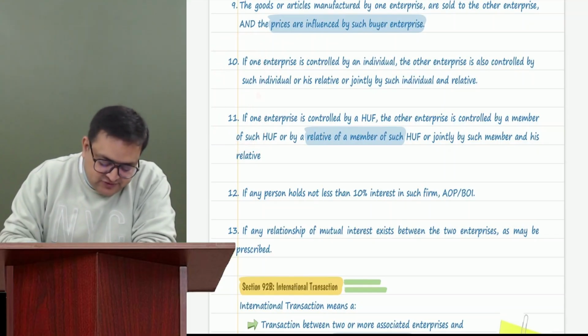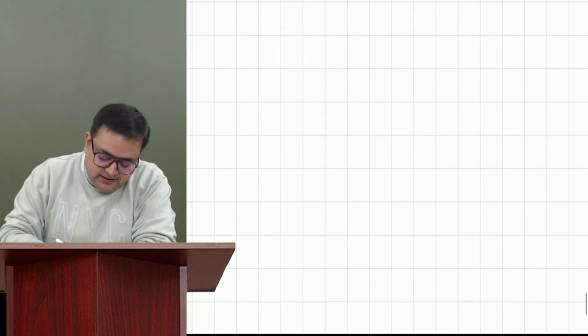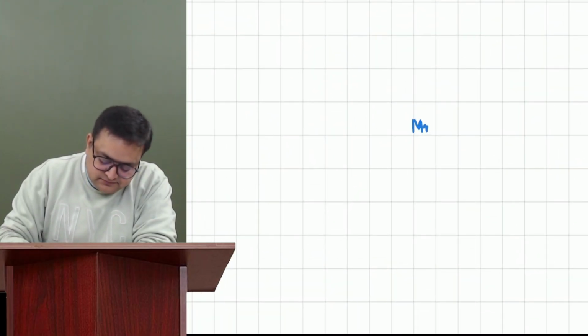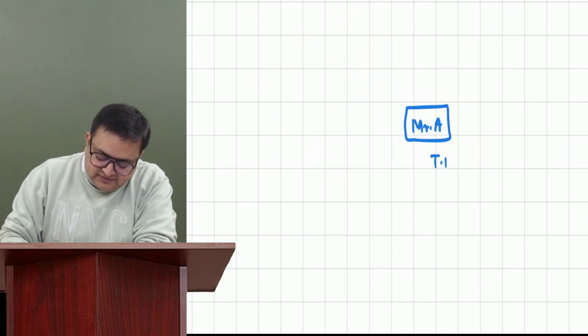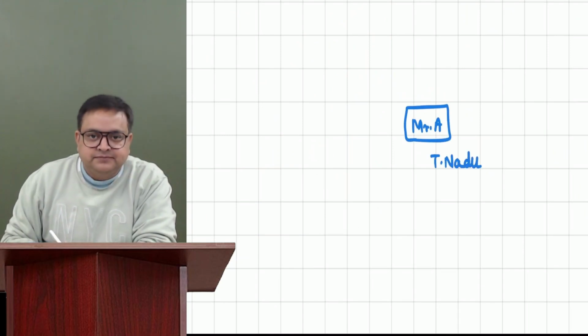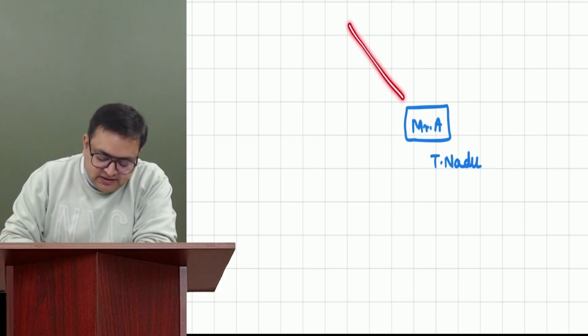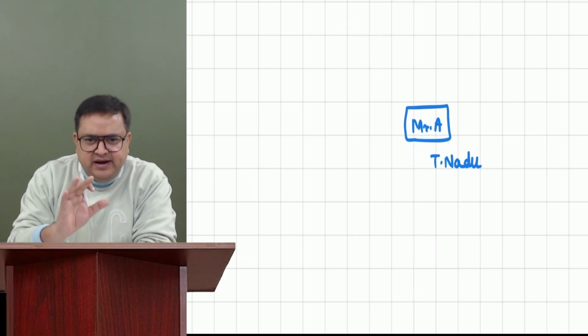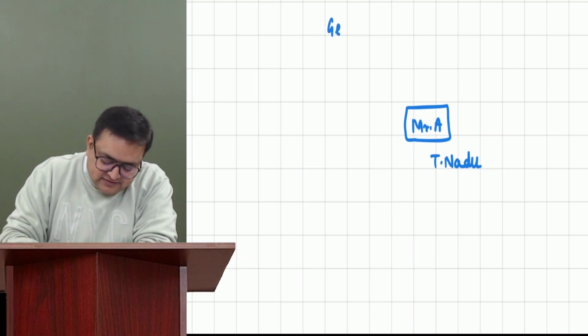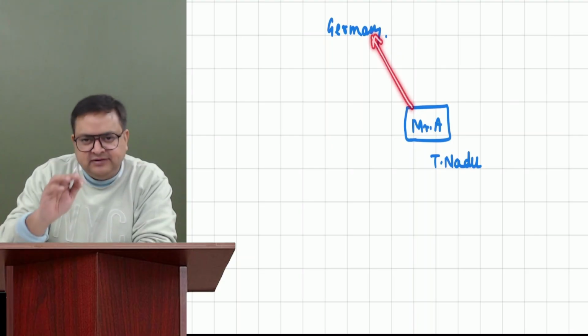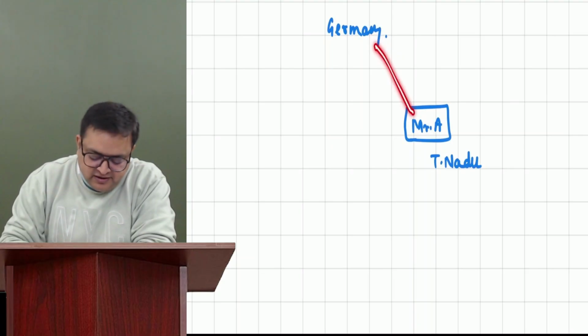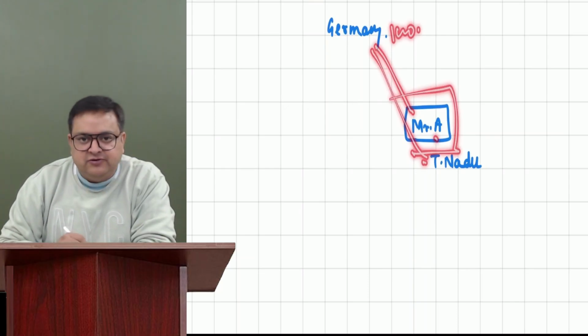So what was happening is, let's say there is Mr. A. He's doing a business in India, let's say in Tamil Nadu, and he would like to sell something, let's say in Germany. They both are unrelated, they are not related. He would like to sell something to Germany, let's say per unit price he would like to sell it for 1,000 rupees. Obviously, here Mr. A is selling it for 1,000 rupees to them.